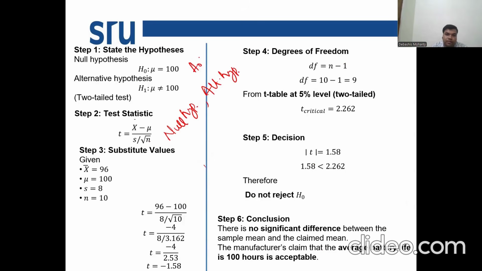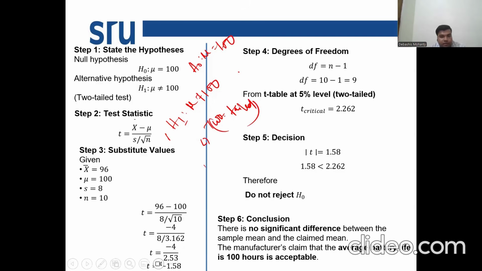Null hypothesis is given: mu is equal to 100. Alternative hypothesis is given: H1 such that mu is not equal to 100. That means it is a two-tailed test, right? Two-tailed automatically, because one is given an equal sign and the other is given a not equal sign. Then after defining both hypotheses, the null and alternative hypothesis, we have to test the statistics.